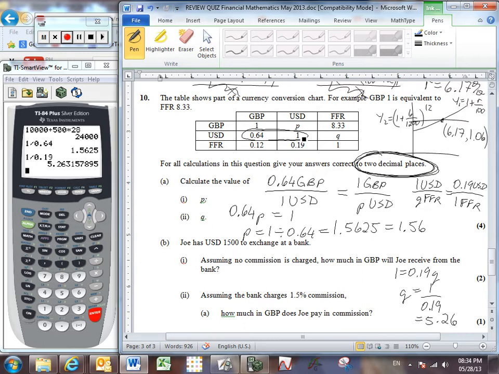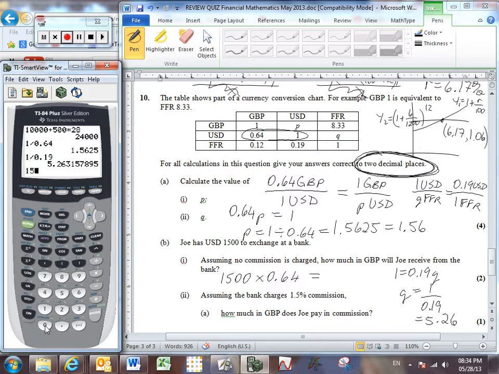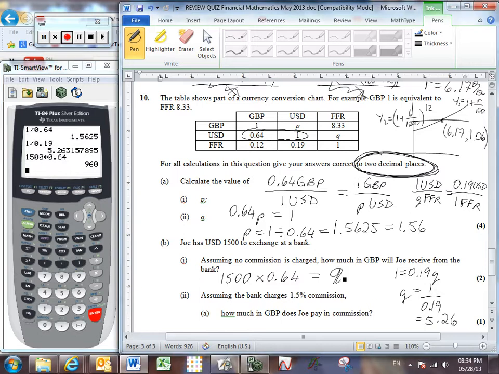Okay, so I've got 1,500 American dollars. Do I want to multiply by 0.64 in order to get a smaller amount, or do I want to divide? If you do the two, you'll realize that we need to multiply by 0.64 British pounds per dollar, and we end up finding that 1,500 times 0.64 gives me an answer of 960 British pounds.